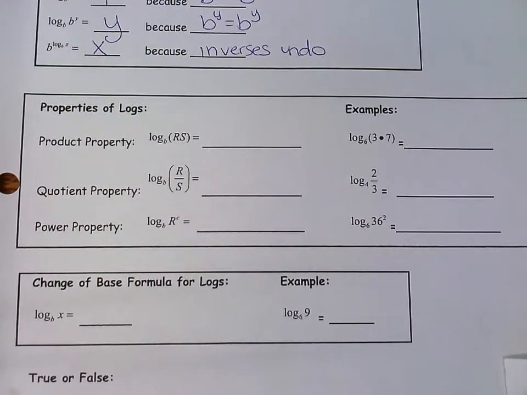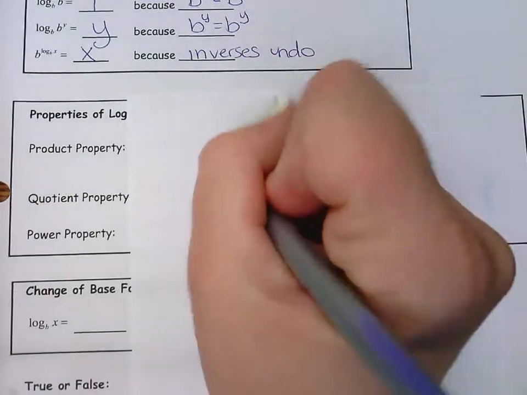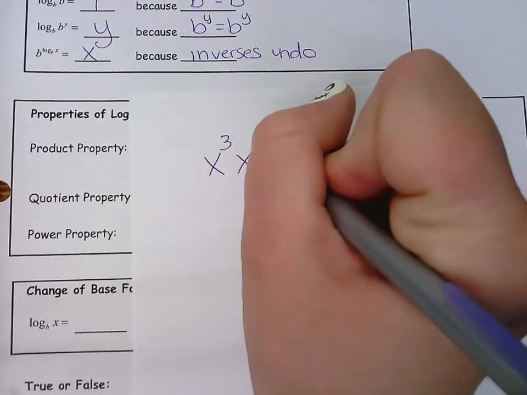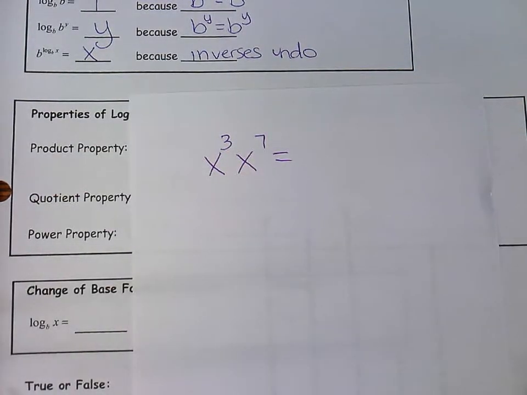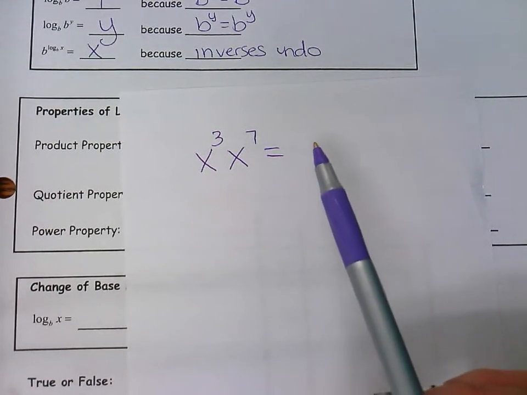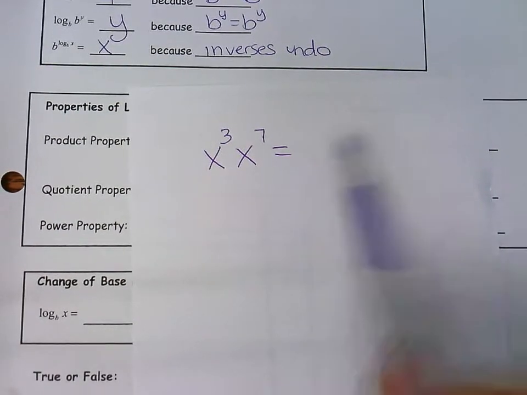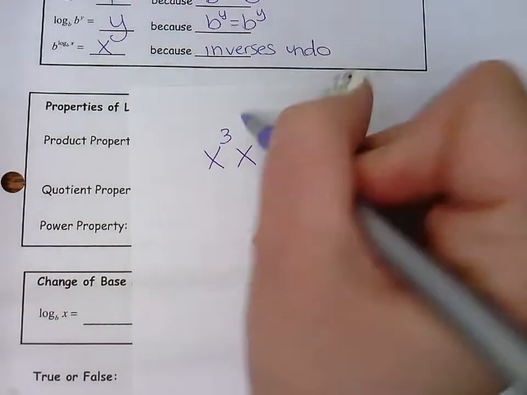So I want you to remember all your exponential properties. For example, I'm just going to write this on another piece of paper so that someone else watching the video could see it. Do you remember what the property is? If you take x cubed and you multiply by x to the 7th, what do you get? X to the 10th.